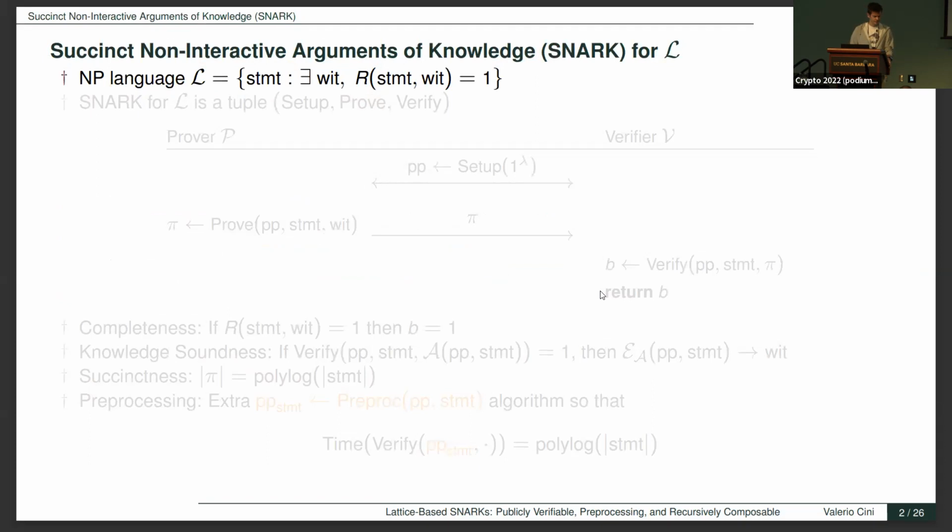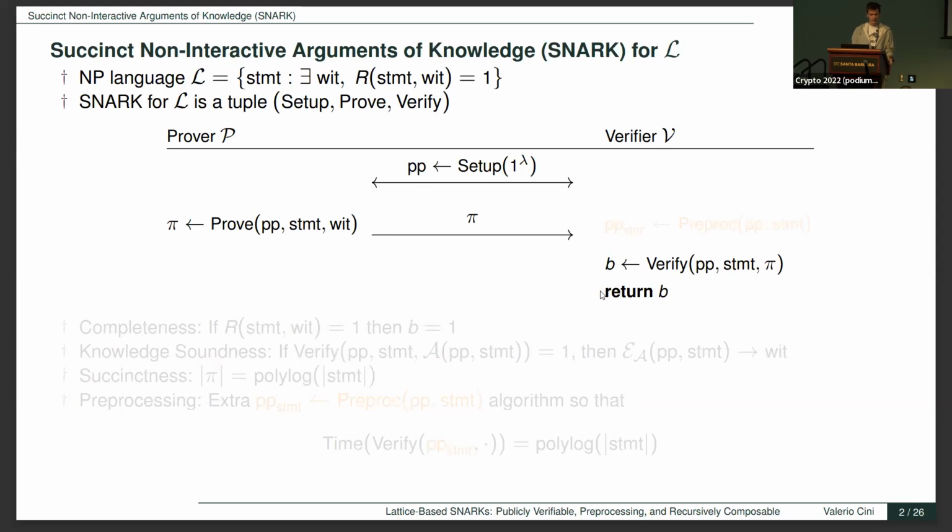So SNARK stands for Succinct Non-Interactive Argument of Knowledge, and they are a system defined with respect to some NP language L. And the SNARK for a language L is defined by 3 algorithms: setup, prove, and verify. And the interface is the following. So we have a communication between a prover and a verifier. They both receive some public parameters by running the setup algorithm. And then whenever the prover wants to prove to the verifier that some statement is in the language, using the corresponding witness, it is going to run the prover to obtain some proof pi, send the proof pi to the verifier, and then the verifier can check this proof pi against the public parameters and the statement and decide whether to accept or reject.